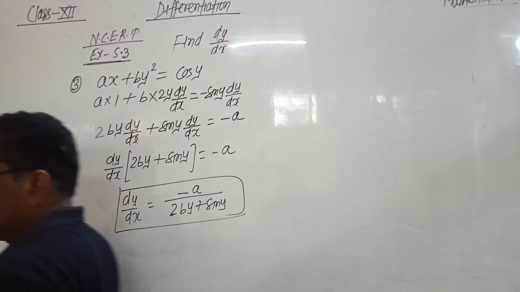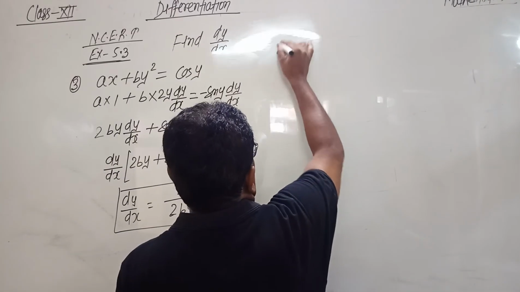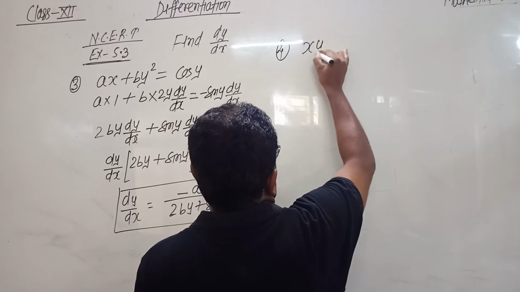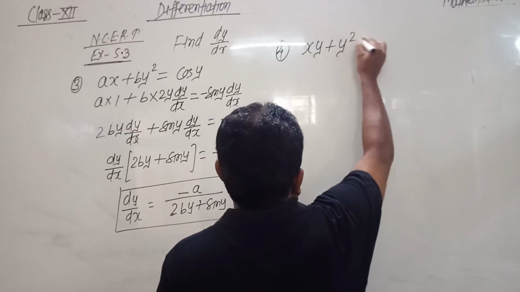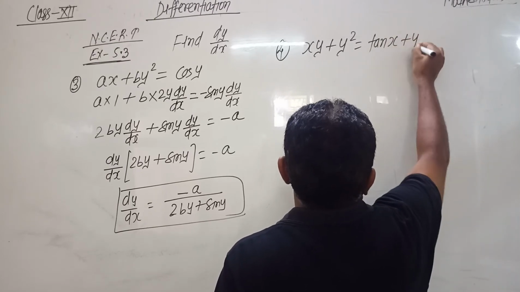Next question, question number 4. xy plus y square equals tan (x plus y).